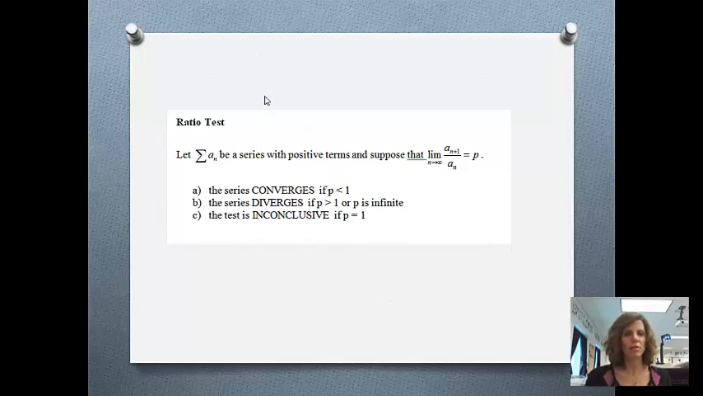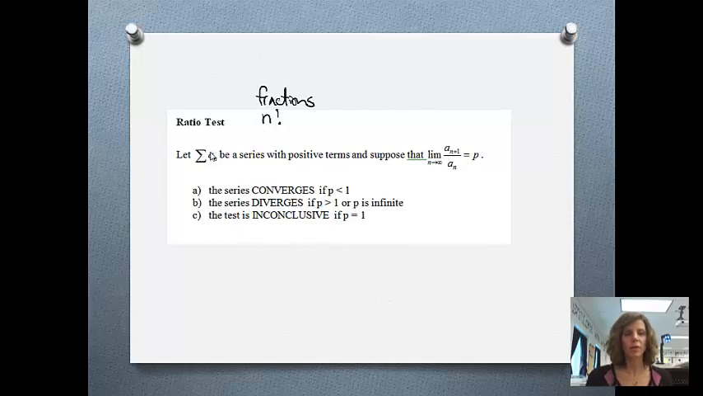The ratio test is very nice to use when you have fractions and when you have factorials. They're also nice to use. So if you see either of those and you're not sure what test to use, the ratio test is usually a good one to use.